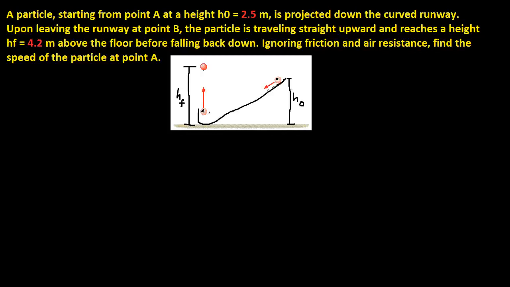Hello. So we have a problem of a particle sliding down a ramp, and then there's a ramp that is curved upward, so the particle just jumps up. Okay, let's read the question. A particle starting from point A, which would be somewhere right over there, at a height of h naught of 2.5 meters.